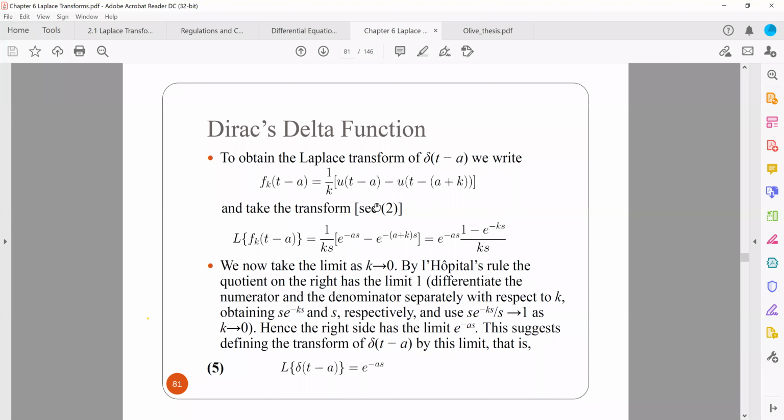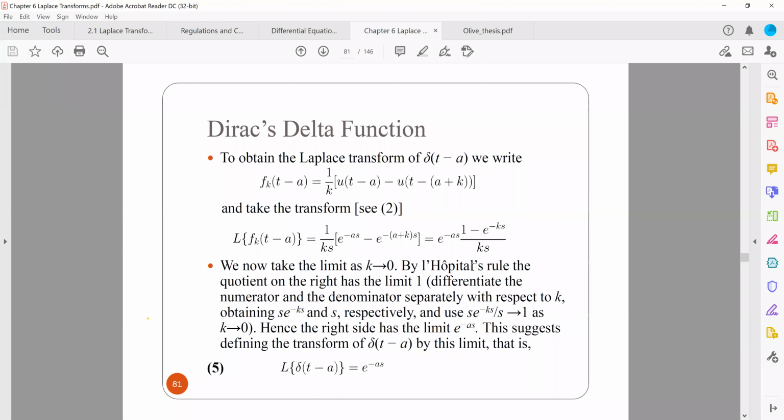If we take the transform of this using the different theorems that we have used before, we should end up with this here. The transform of this is e to the minus as over s, and the transform of the other is e to the minus (a plus k)s over s. We factorize out e to the minus as and we end up with this.